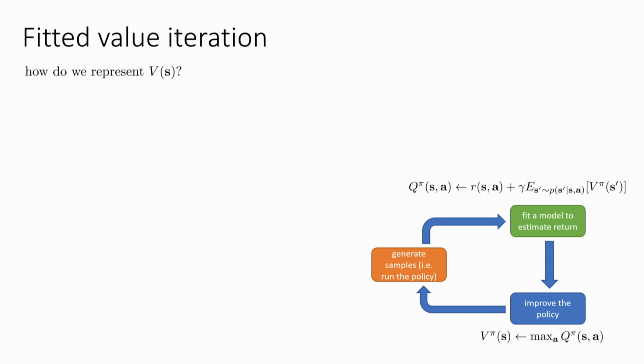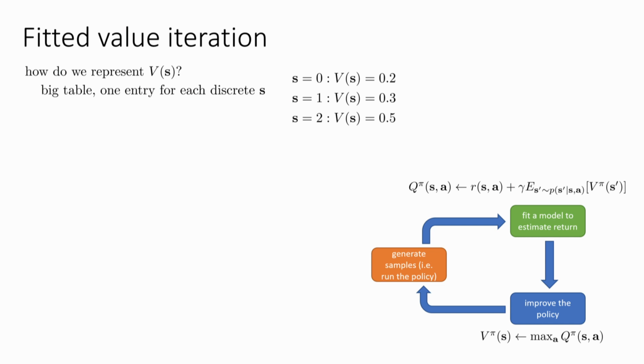But now, of course, let's actually talk about this question. How do we actually represent V of S? The big table has one entry for every discrete state. So you can literally just write it like this. For state 0, you have V of S equals 0.2. For state 1, you have V of S equals 0.3, et cetera, et cetera.